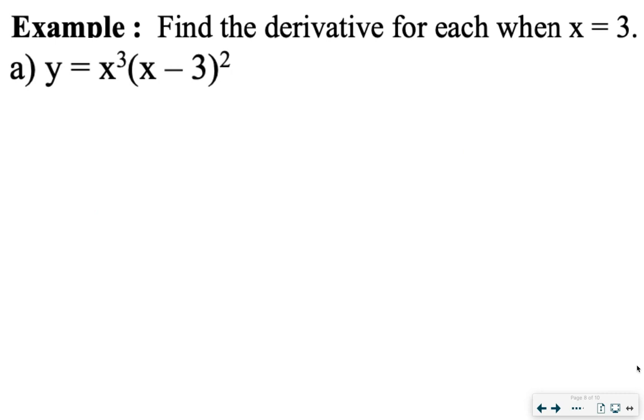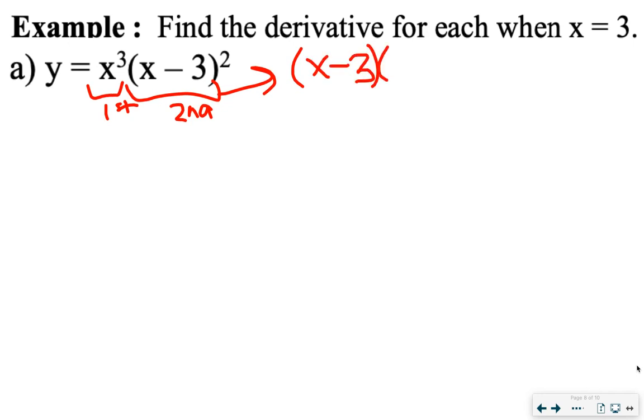Alright, we want to find the derivative for each when x is equal to 3. So I want to find the derivative when x is 3. Again, there's my first, there's my second. But again, in that second, I actually have a product happening. So I have a first and a second when I'm finding the derivative of the second. I have to use the product rule within the product rule. Product rule inception.